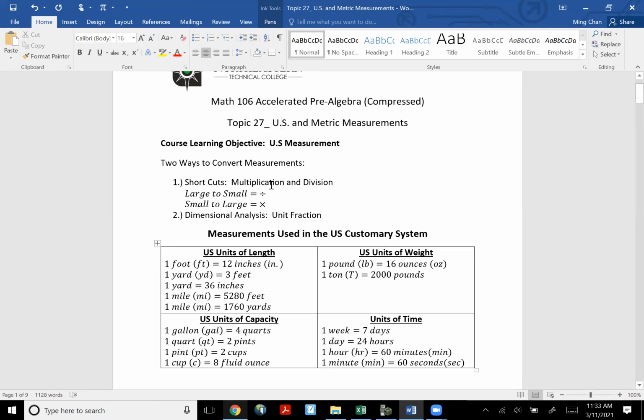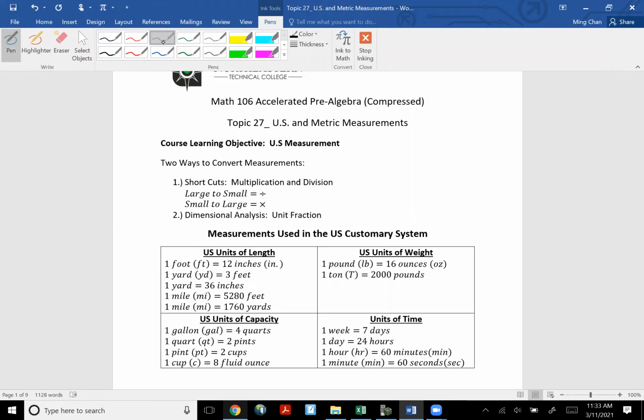All these conversions boil down to two different methods. The shortcut works very well for the U.S. measurements, and the shortcut is basically used for a direct conversion. Direct conversion means you already see the conversion on the chart.